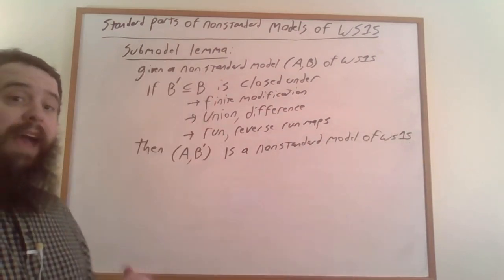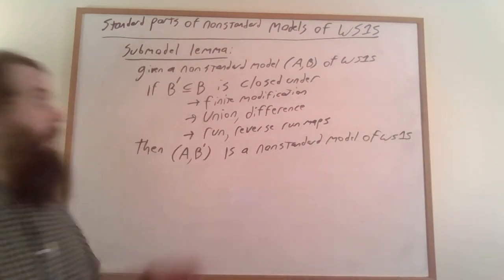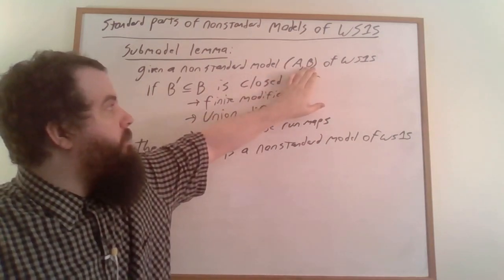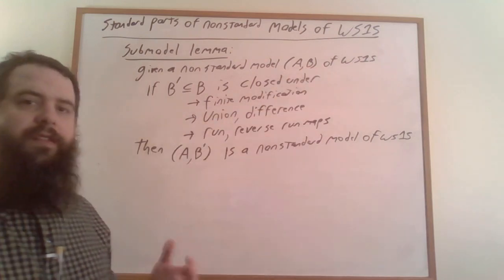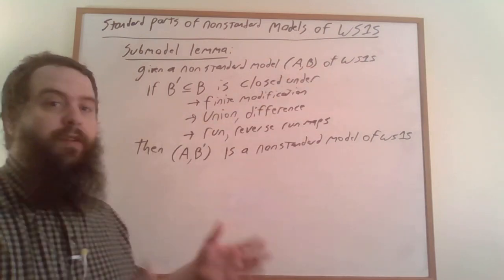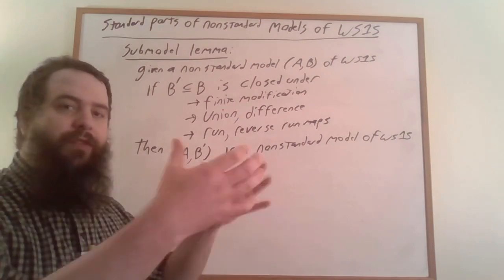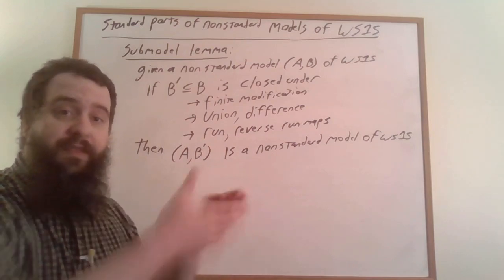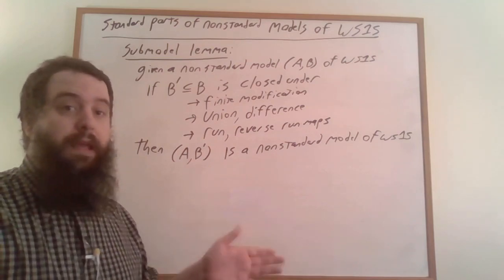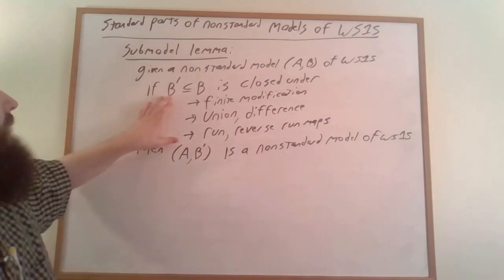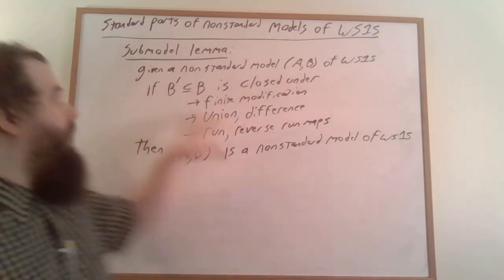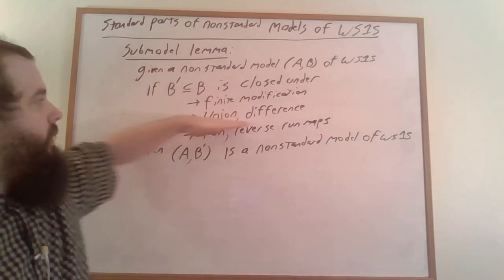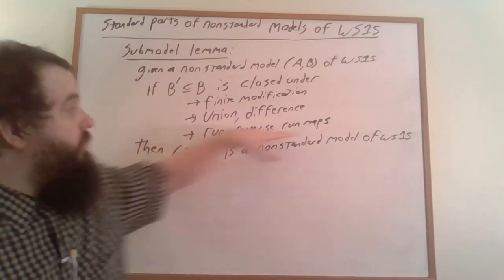So let's say that we have a non-standard model of weak S1S. I'm going to call the set of first order elements A and the set of second order elements B. And this could be, for instance, the non-standard model that the compactness theorem hands us and says, here's a non-standard model. The only thing you know about it is that it satisfies the infinite collection of statements that you handed me. And now suppose that we have a subset of the second order elements, and that subset is closed under finite modification, union, difference, and run and reverse run maps.